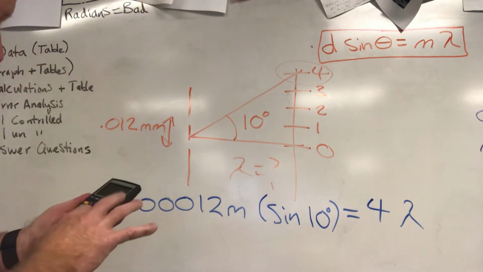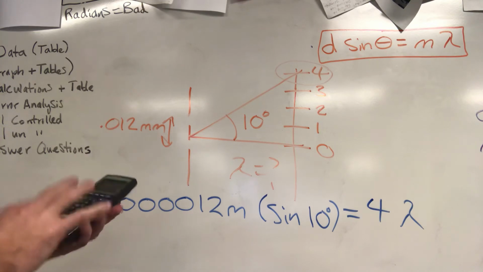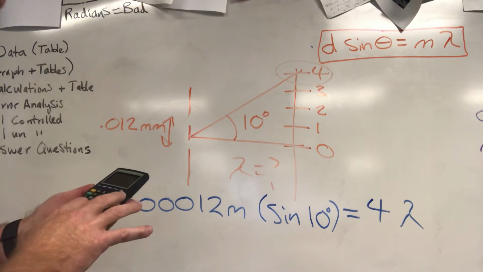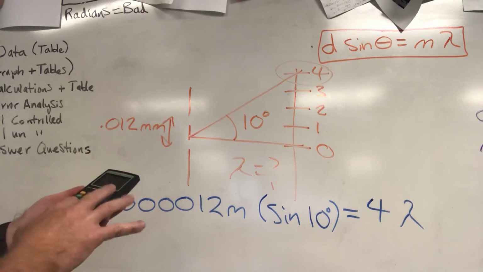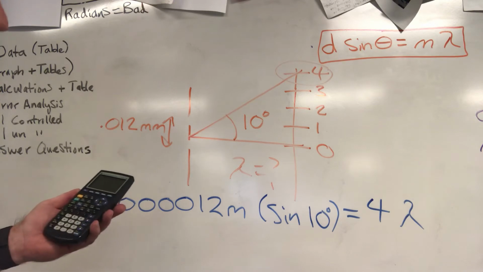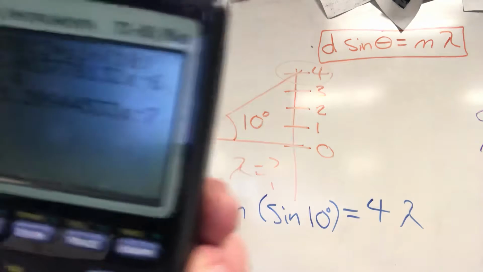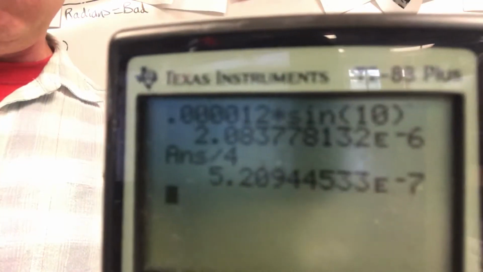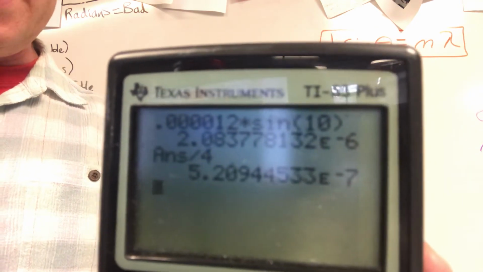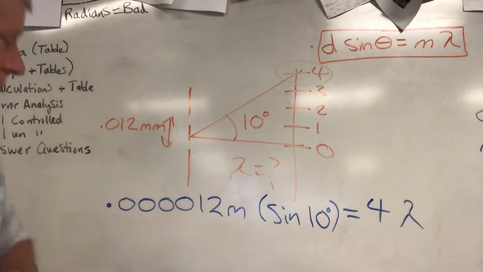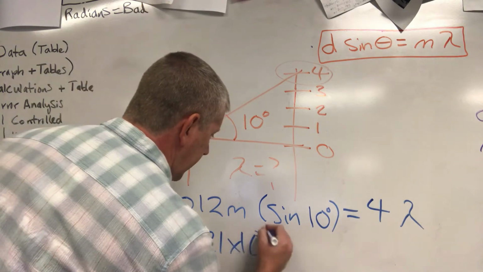So 0.000012 times the sine of 10 degrees. I'm going to hit enter on that, get an answer, and divide by 4. Divided by 4, and I get 5.209. So we'll say 5.21 times 10 to the negative 7th.